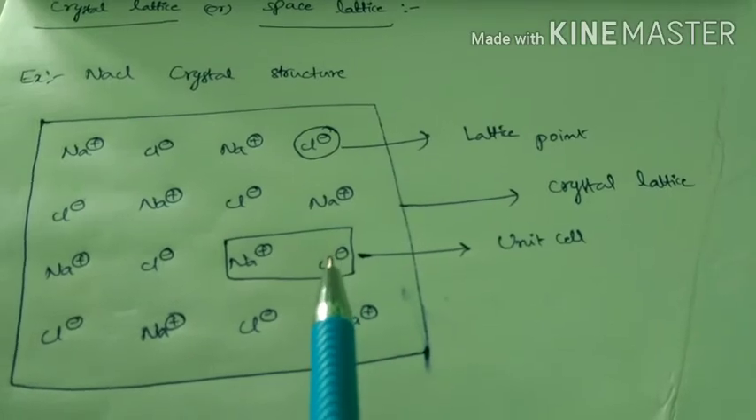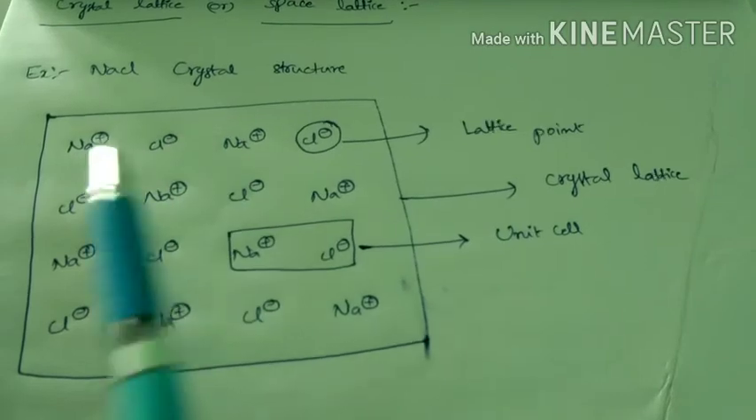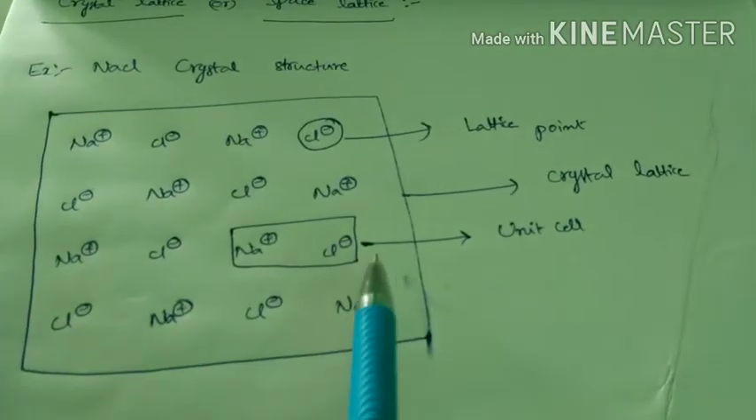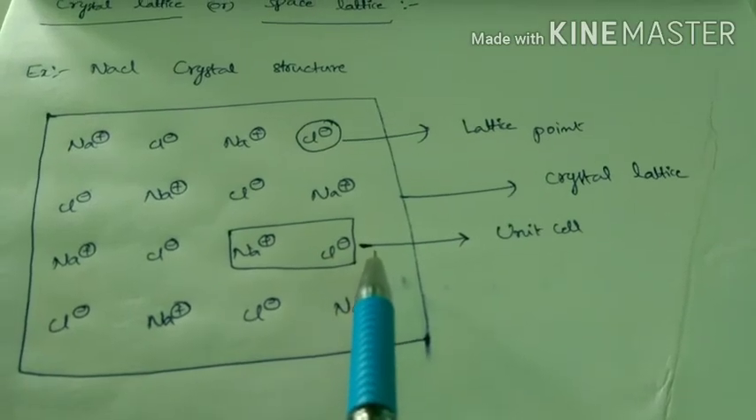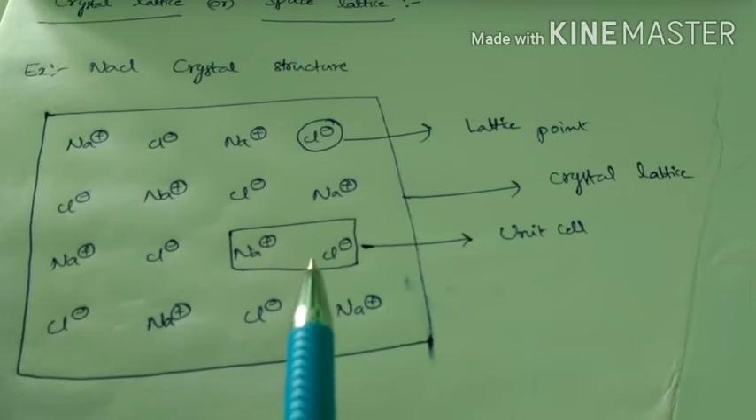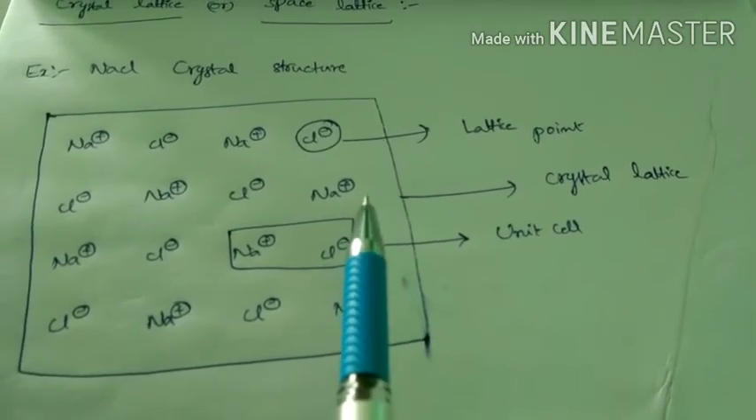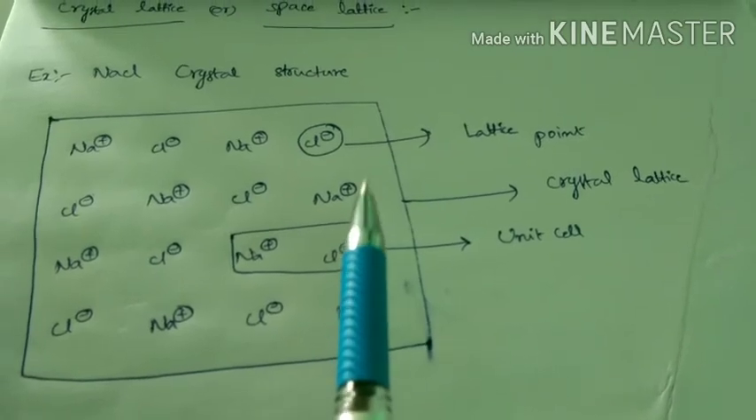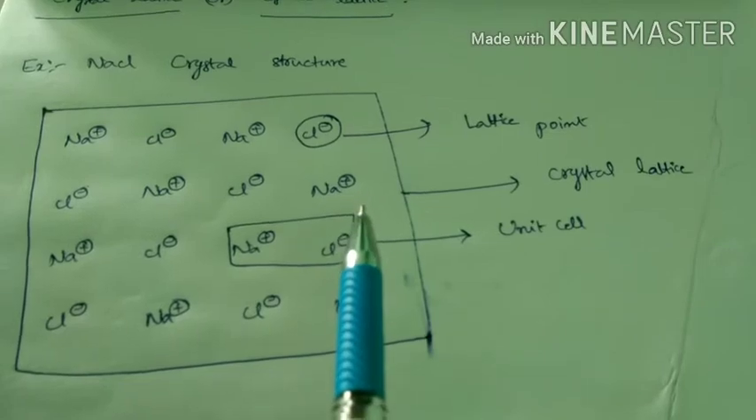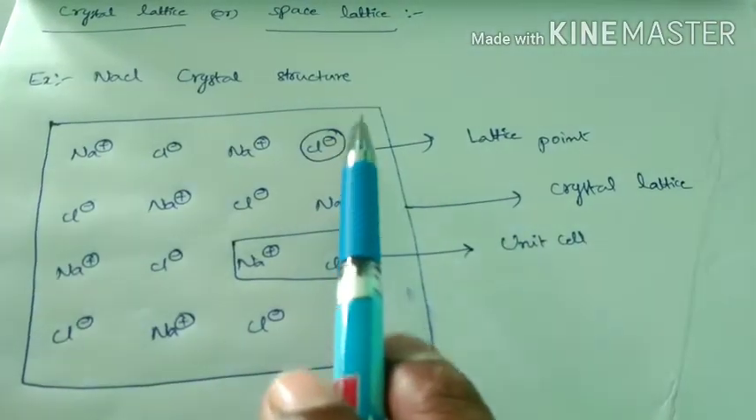So what is the definition of crystal lattice? This is crystal lattice. So how can we say the definition? The structure which is obtained when all the particles are arranged in 3D space. I repeat once again, listen carefully: the structure which is obtained when all the particles are arranged in 3D space, that is called crystal lattice, that is also called space lattice.